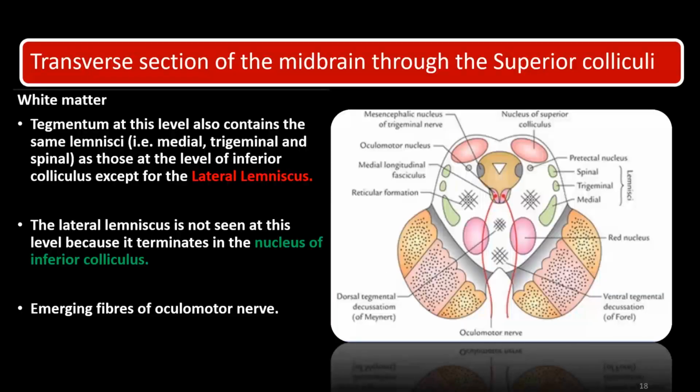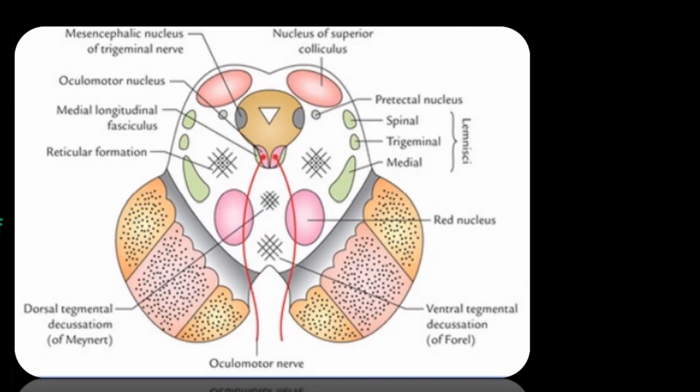The tegmentum at this level also contains the lemnisci. We are seeing the medial, the trigeminal, and the spinal, but at this point we can no longer see the lateral lemniscus. This is because the lateral lemniscus terminates in the nucleus of inferior colliculus. So at the lower level we see all the 4 lemnisci, but at this top level we see only 3 of them, with exception of the lateral lemniscus.